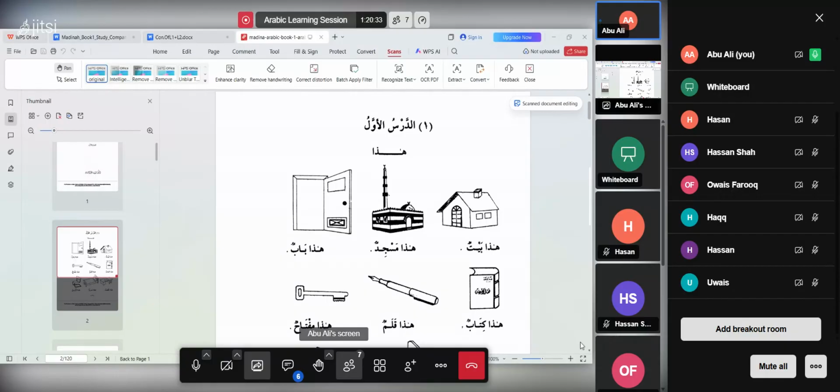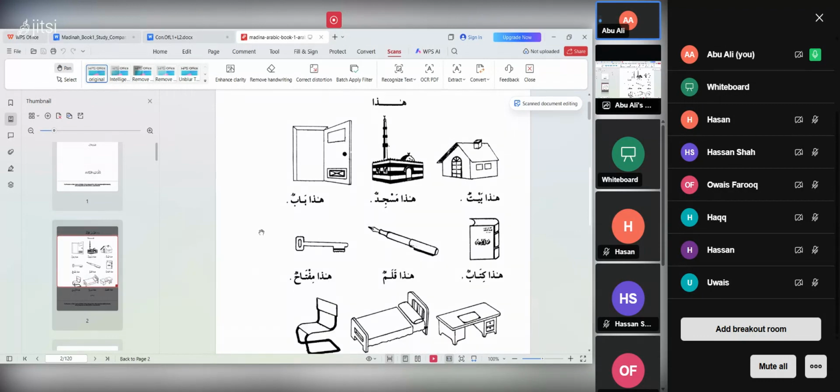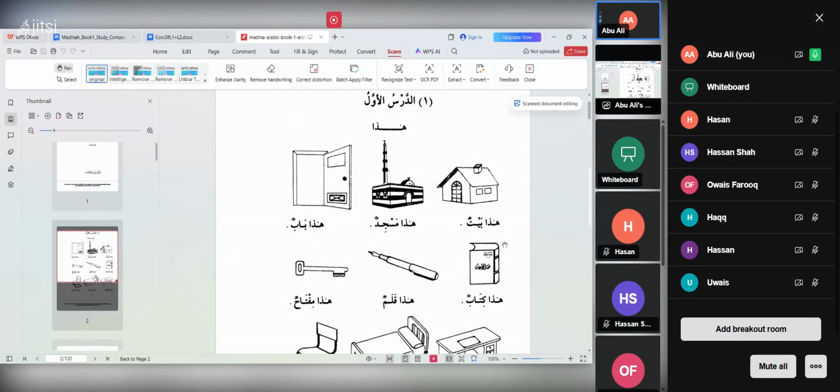Where were we? Okay. Lesson one. الدرس الأول means lesson one. هذا. You see, he starts with the demonstrative pronouns. This. He gives you a multitude of examples. We will apply what we have learned to these examples. So I'm gonna هذا بيت.